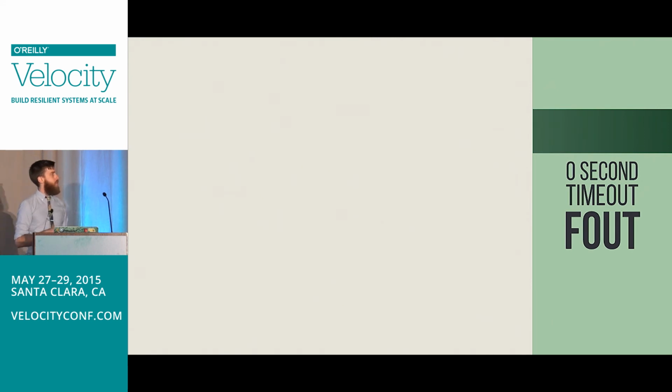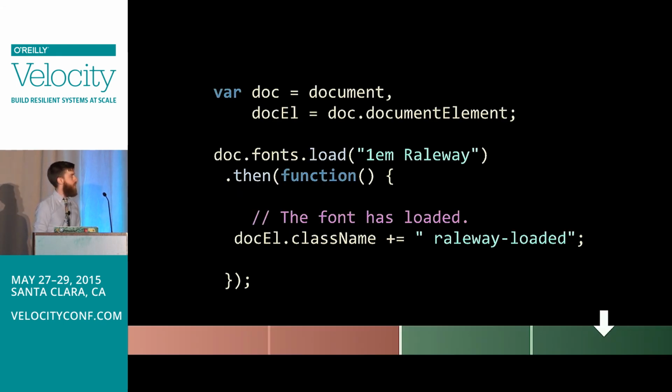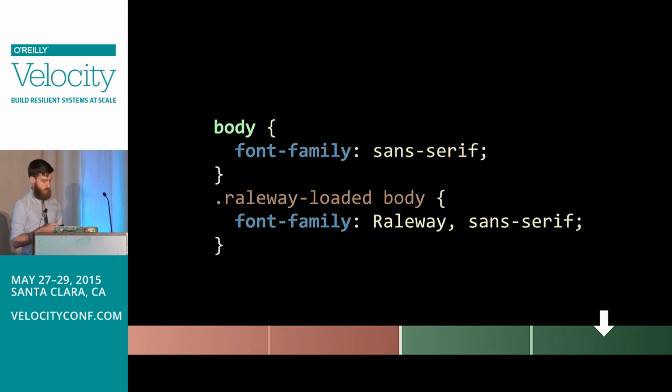So the easiest example we can go through here is how to implement unstyled text from the beginning, standardizing on the Internet Explorer behavior. This is what it looks like with the CSS Font Loading API. We just call the load method on the API, pass in our font family, and then when it's loaded, we use a very similar mechanism to some of the other things we were doing before. Just add a class to our document. And then we'll use that class to apply the new font family.